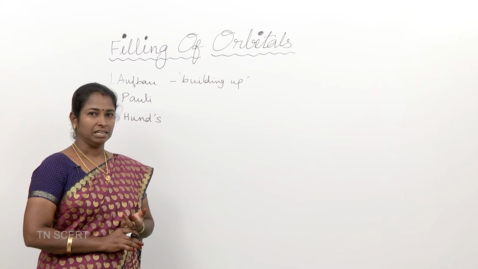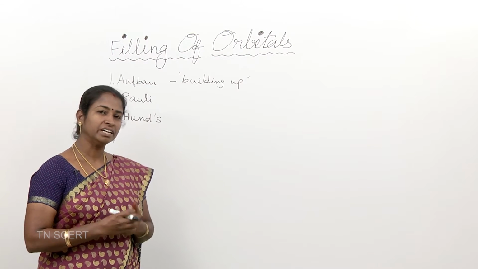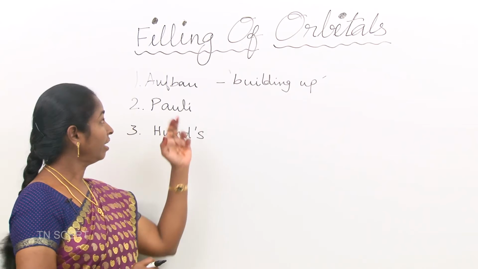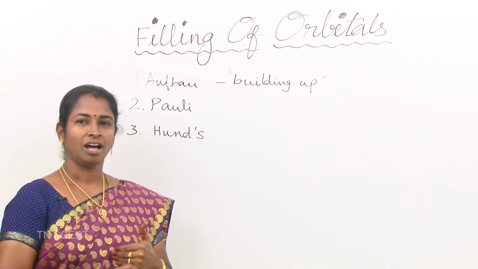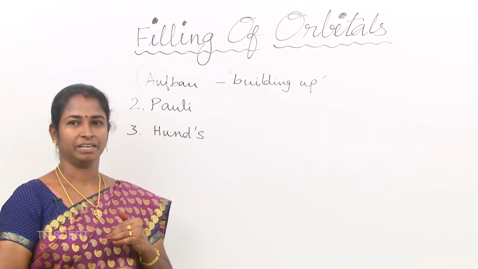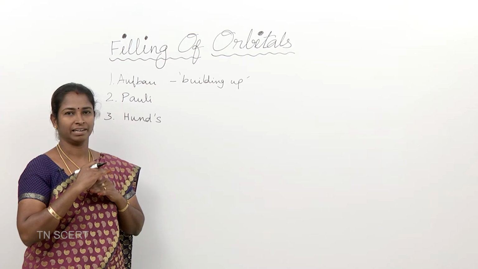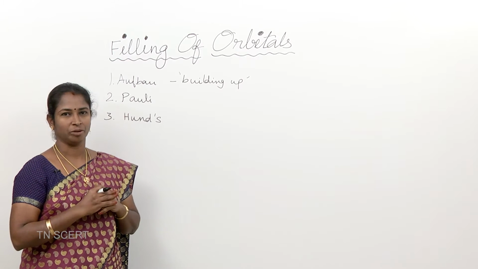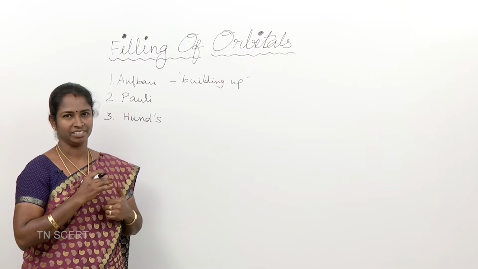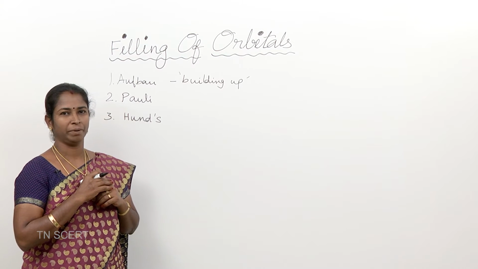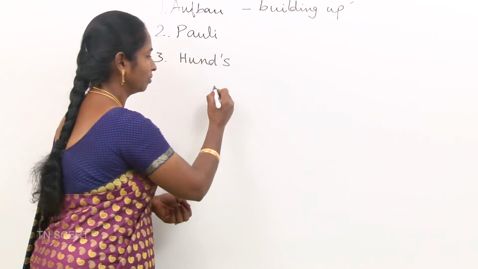In orbitals, electrons are filled according to the increasing energy. According to this Aufbau principle, electrons are filled in orbitals according to the energy of orbitals. That is, the lower energy orbital is filled up first by the electrons and then the higher energy orbital. How to identify which is the lower energy orbital and which is the higher energy orbital? This is given by the n plus l rule.